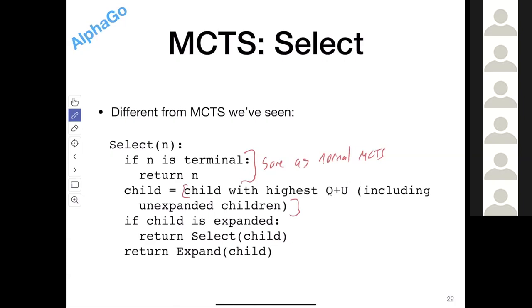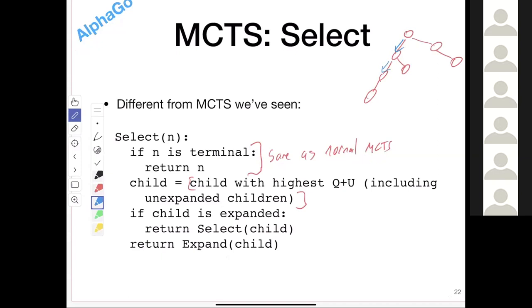And if the child is expanded, so let's say this is the tree. So that's the tree, okay? We take the highest Q plus U, and we go, let's say, left, okay? And assuming we only had two actions, then the root doesn't have any unexpanded children. We get to here, this guy doesn't have any unexpanded children, but we, let's say, go to the left again, because this is the highest Q plus U. Normally, in the old MCTS, we'd stop here. We say, this is a selected node, we have to expand to the right, because we have to expand an unexpanded child. Here we don't.